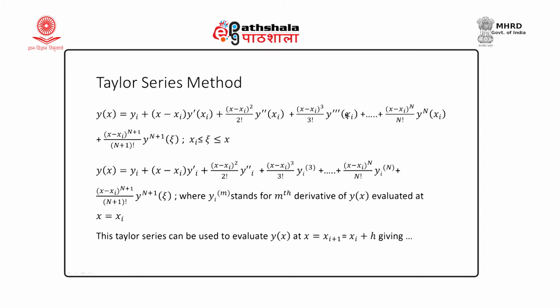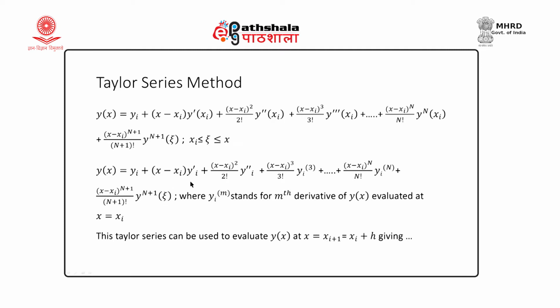So, the third derivative at the point xi will be yi triple dash, the nth derivative at the point xi will be yi superscript n, and the (n+1)th derivative at the point xi we are writing as it is. So, our Taylor series formula is given by y(x) = yi + (x − xi) yi dash + (x − xi)² by 2 factorial yi double dash + (x − xi)³ by 3 factorial yi triple dash, and so on up to (x − xi)^n by n factorial yi^(n), plus (x − xi)^(n+1) by (n+1) factorial y^(n+1) at the point xi.